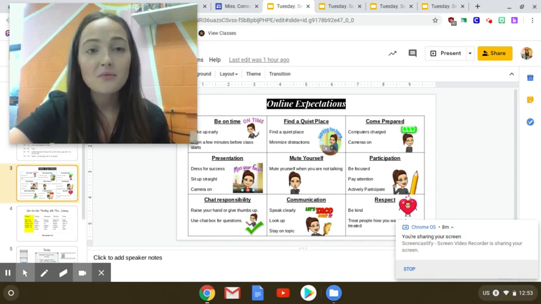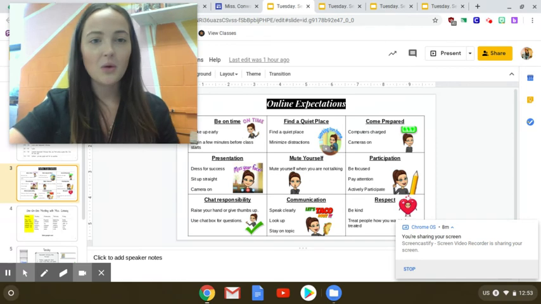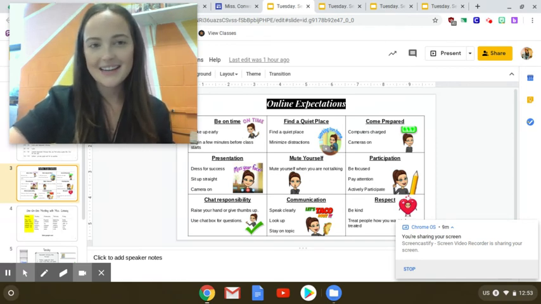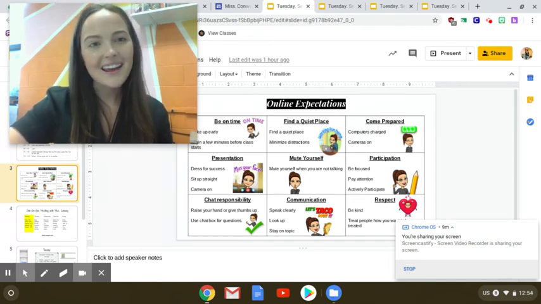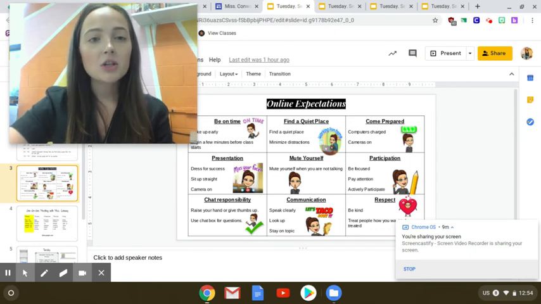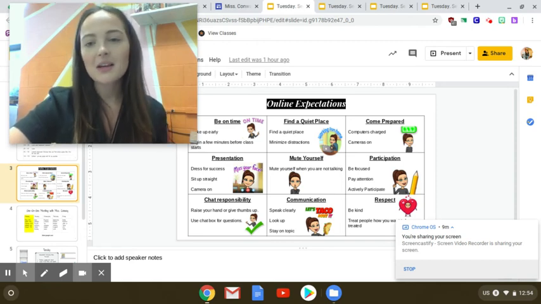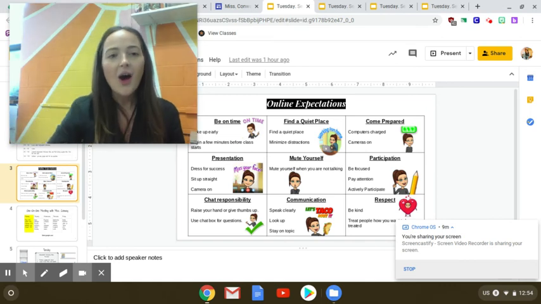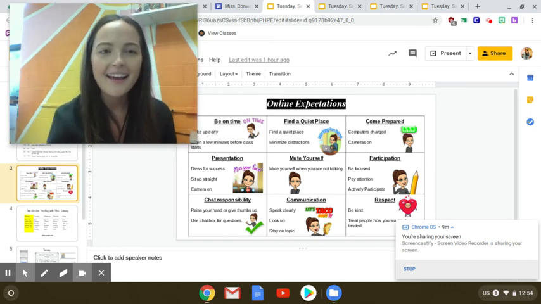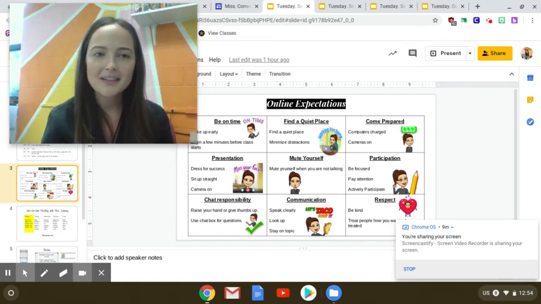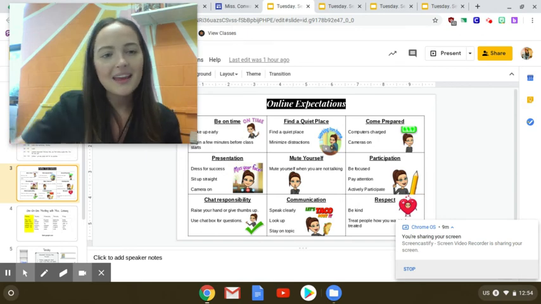Presentation. So dress for success. Make sure you're dressed in what you would wear to school, not PJs. Sit up straight and camera on. And make sure you come into the meeting muted. We will talk a lot about how to unmute once we get started. Participation, chat responsibly, communication, and respect. All of those kind of go hand in hand. And like I said, we'll dive more into that once we get started with things.